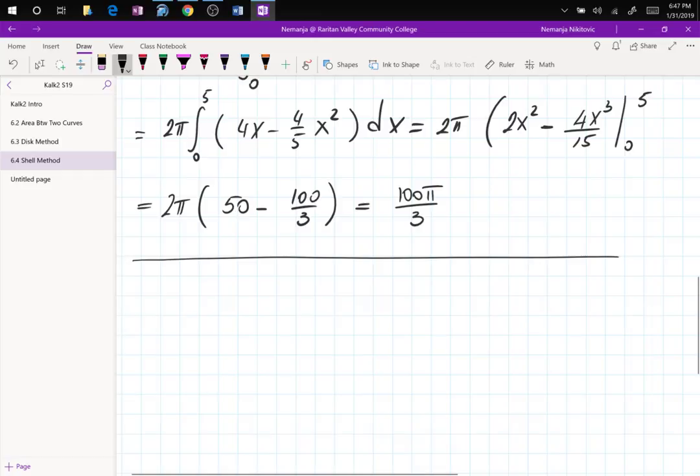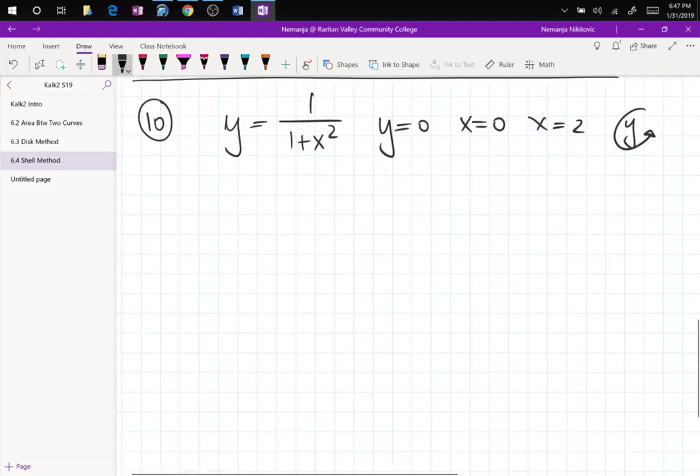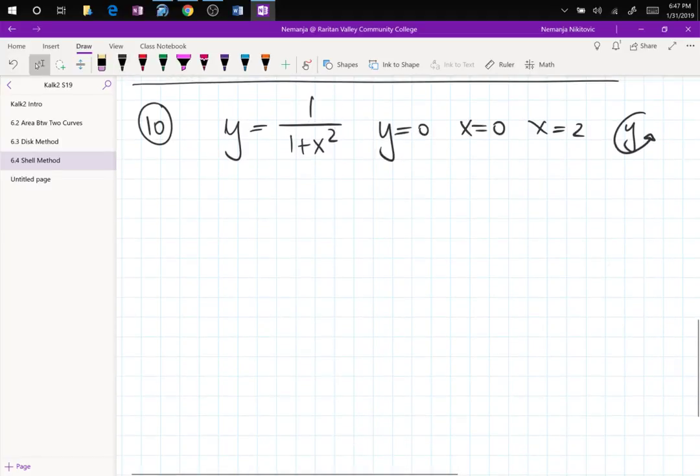Here's a beautiful example. 10. The function is y equals 1 over 1 plus x squared. You all know what that looks like, right? Perfect. Y equals 0, x equals 0, and x equals to 2 rotated on y axis. So this is the info given.